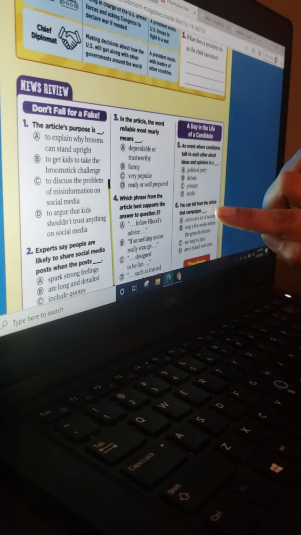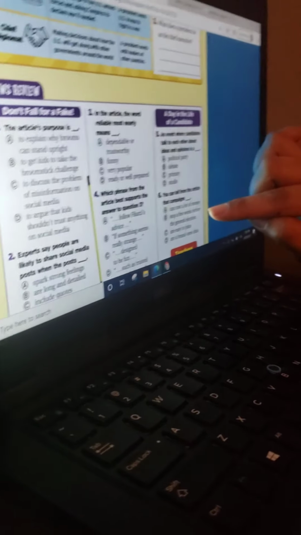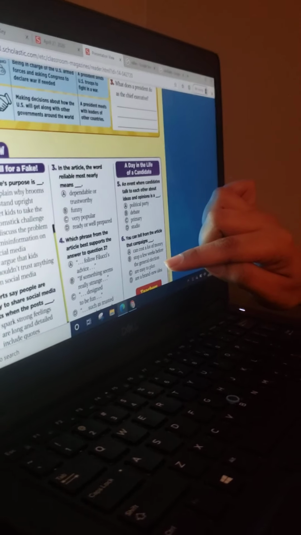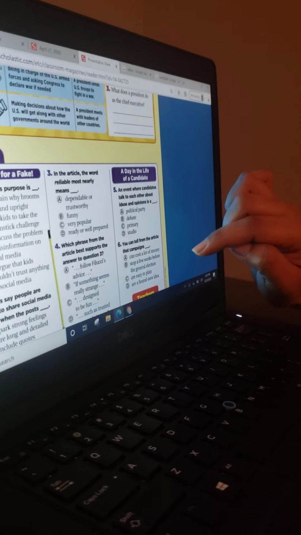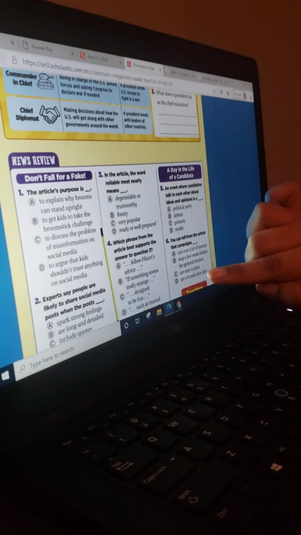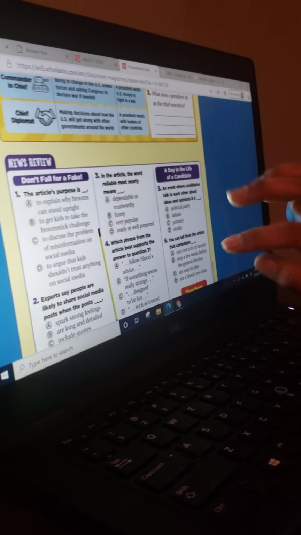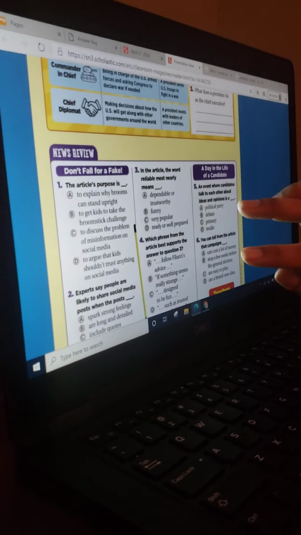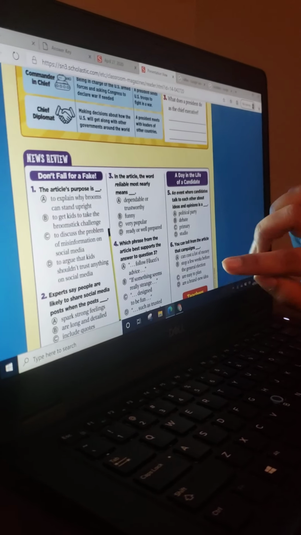Now, let's look at 6. You can tell from the article that campaigns: A, can cost a lot of money, B, stop a few weeks before the general election, C, are easy to plan, or D, are a brand new idea. So we know that it's not easy to plan because there's a lot of work that goes into being president or being a candidate.